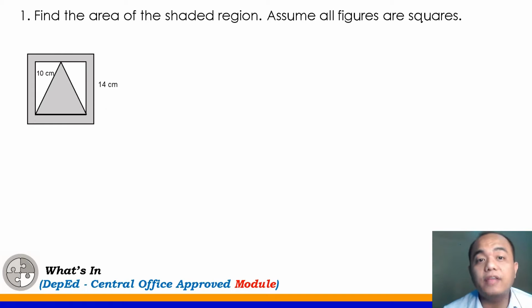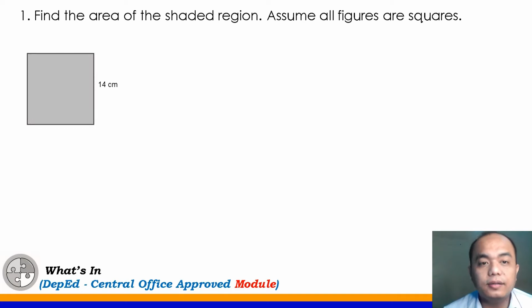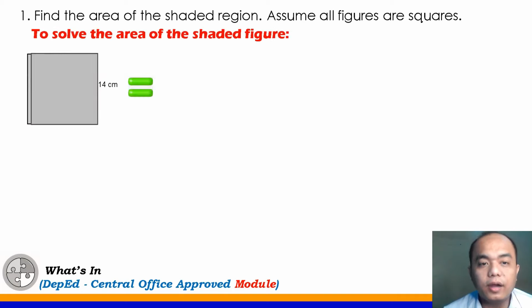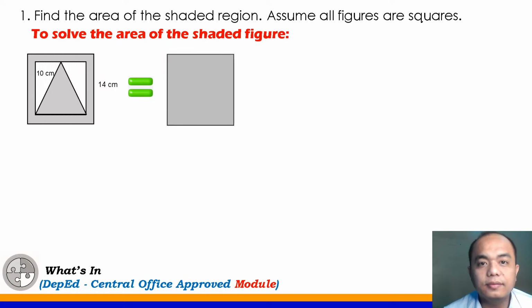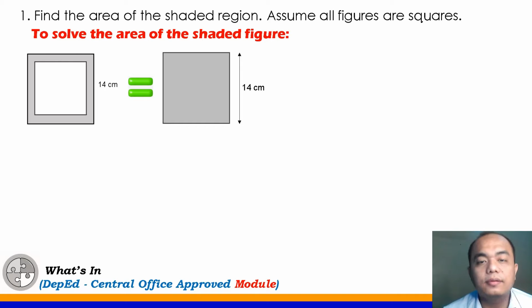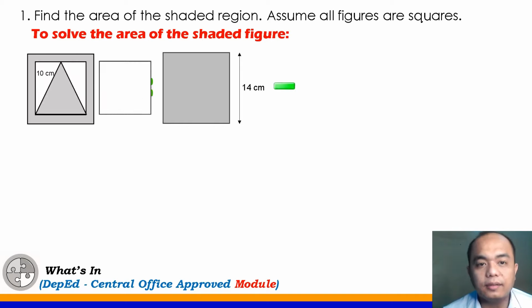Now let's solve now the area of the shaded region. So let's have this one. Ito, yung big square natin. Yan. Have the measurement of 14 as its side. Of course, we will subtract it. This one.